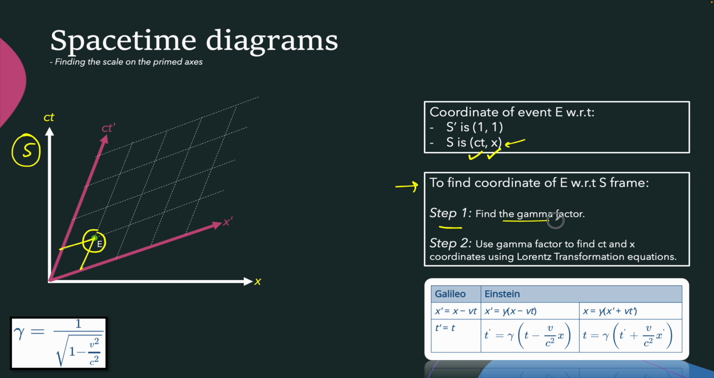Step number one, you're going to find the gamma factor. And step number two, you're going to use your Lorentz transformation equations to get the value of x. You're going to use gamma times (x prime plus v t prime). To get the value of ct, you're going to use gamma times (ct prime plus v x prime by c).